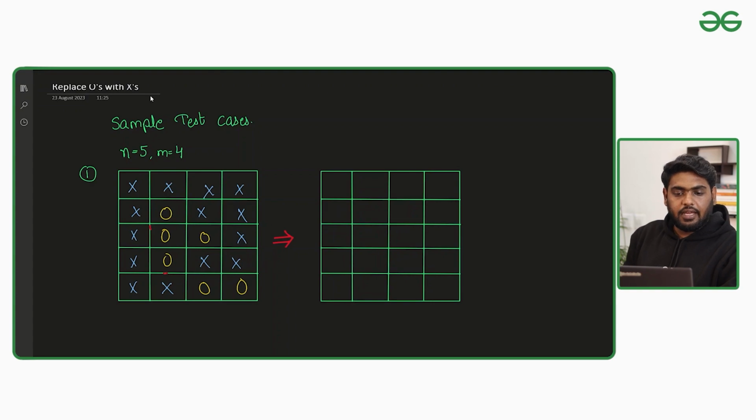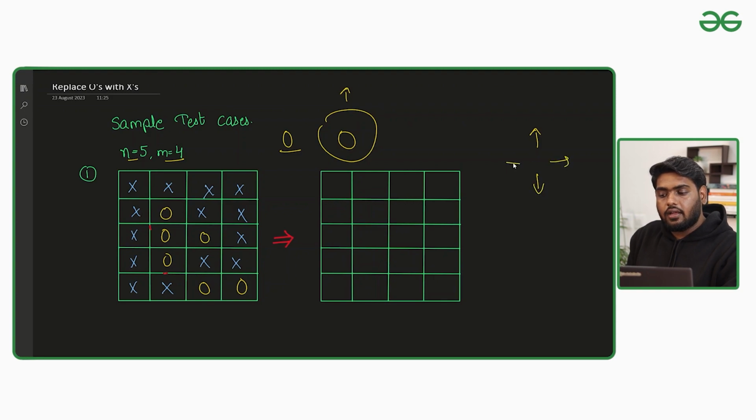So here is the first sample case. We are given n and m, the size of the matrix, and the matrix with the values X and O's. Fine. So now what do we have to do? We have to find out O's, or a set of O's, that are completely surrounded by X, right? And in what direction do we have to check? We have to check up, down, right, and left. These are the four directions that we have to check in.